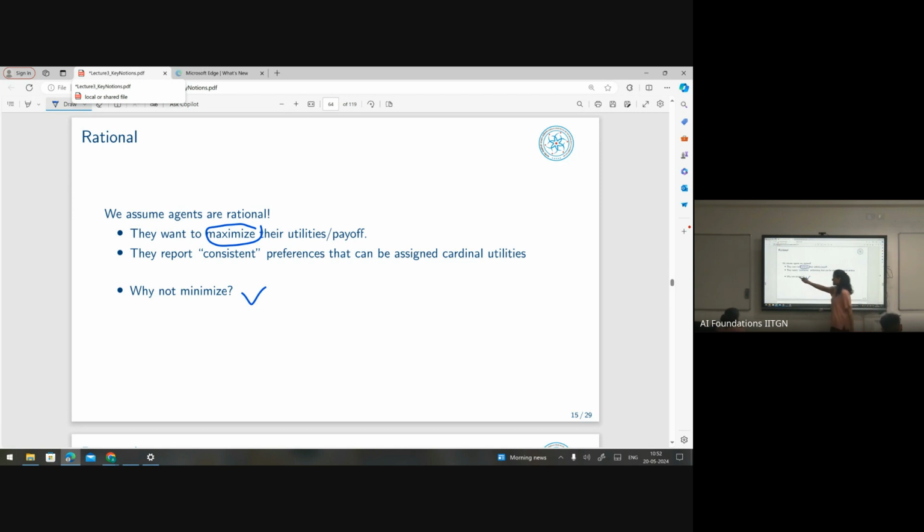The other assumption is that they must report consistent preferences. Now, how do we define consistent? All the 6 axioms that we had in the utility theory. If the utilities that they report satisfy all the 6 axioms, and they are consistent, then we can assign some cardinal utilities, and therefore the agents are rational. So I hope this is clear. Yes, some question?